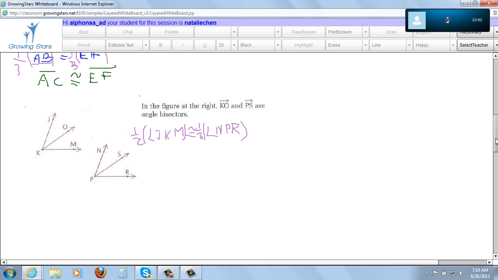Are you getting it? So what is 1/2 of angle JKM? Angle JKO. So angle JKO is congruent to, what is 1/2 of angle NPR? Angle NPS. So as per the division property, if two angles are congruent, then their halves are also congruent, dividing by the same number.